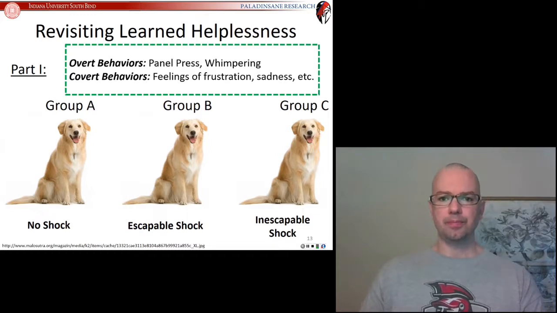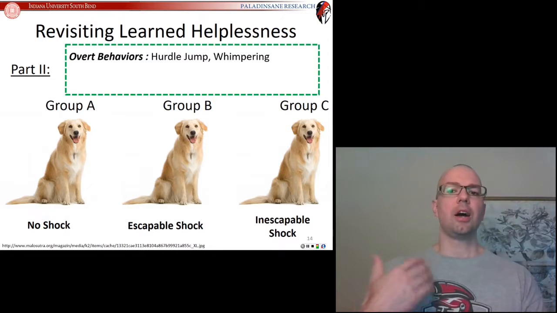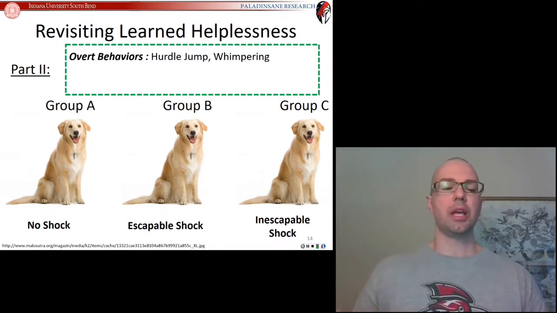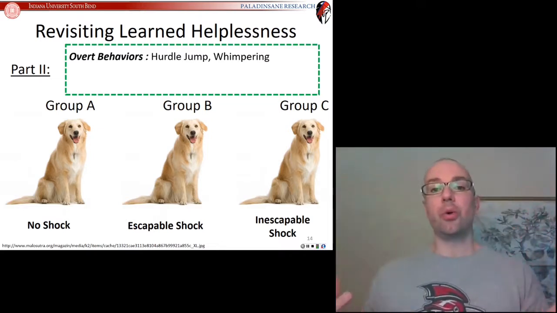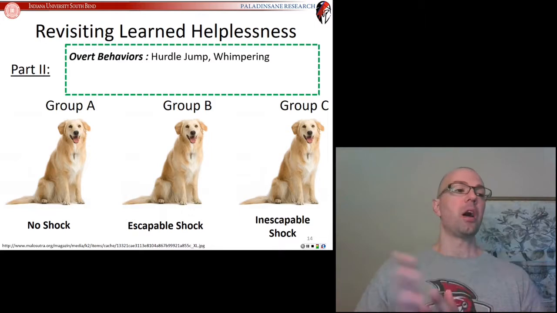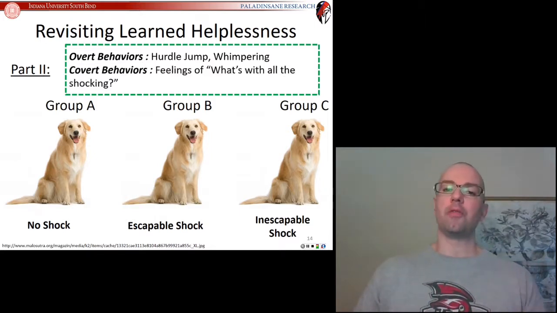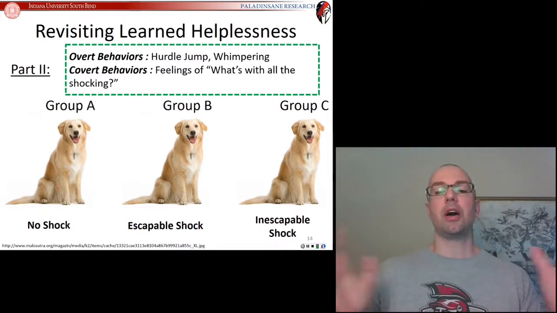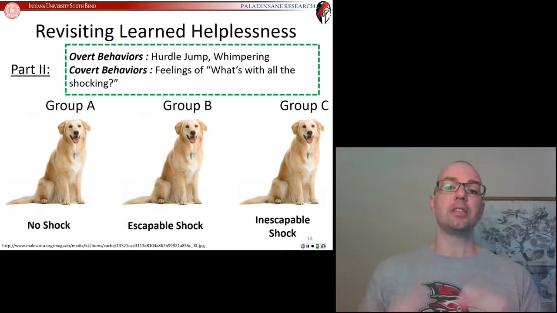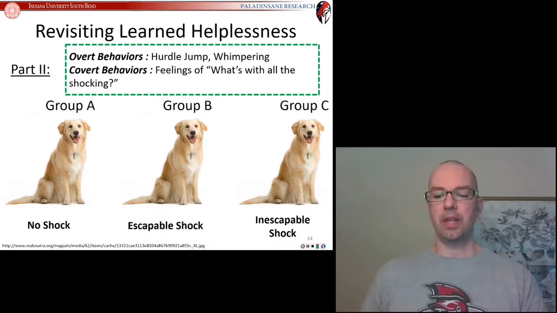For part 2, overt behaviors: hurdle jump. For group C, who did not learn to escape the shock: whimpering, barking, orienting towards the speaker when they heard the tone. All of these would be examples of overt behaviors. And once again, speculating for covert behaviors: thoughts and feelings like, what's with all the shocking? Maybe that's what was happening with some of the dogs. Again, we cannot directly observe that. It's impossible to observe directly a thought. So that would also be an instance of a covert behavior.